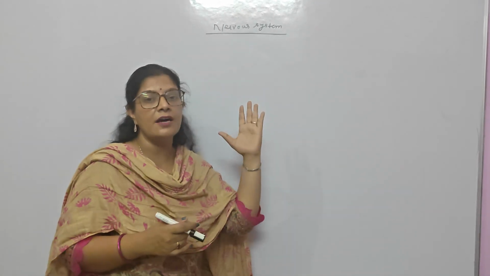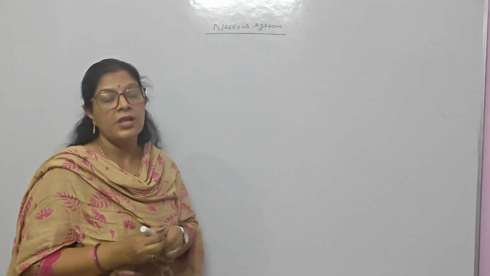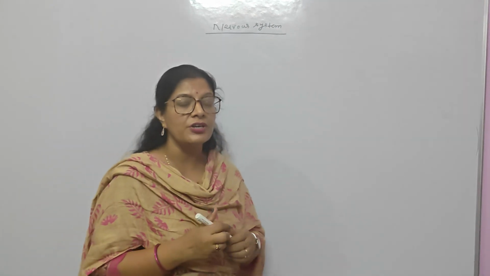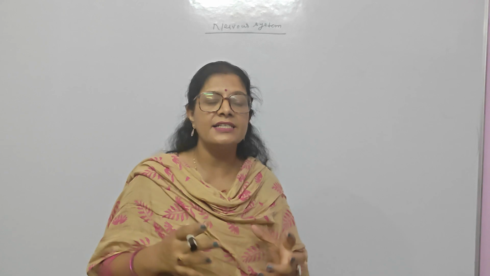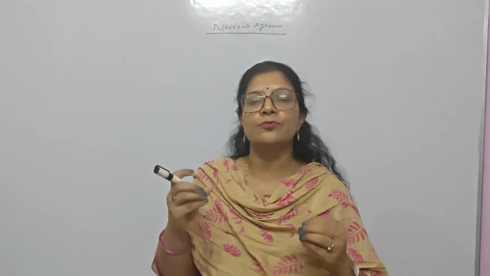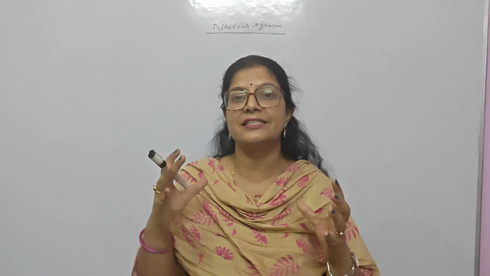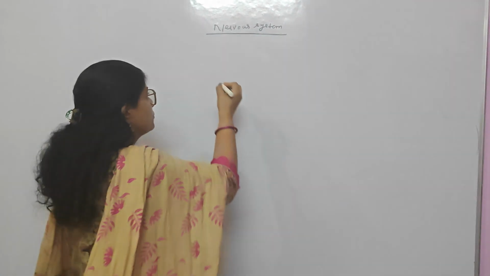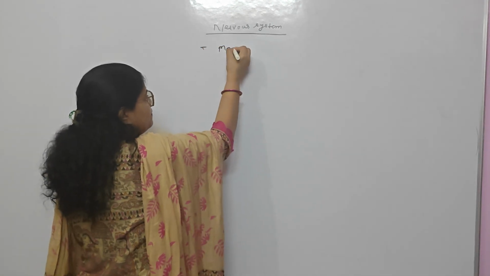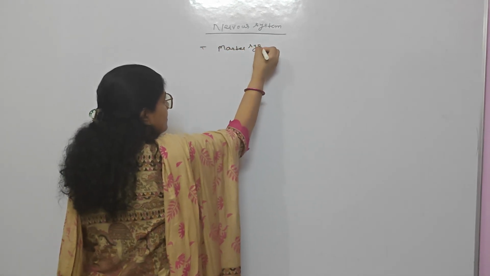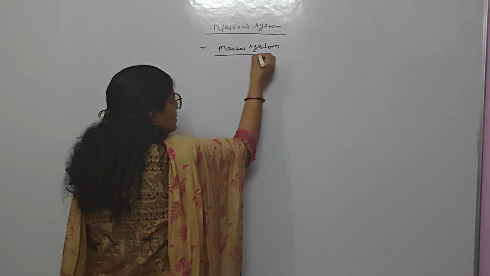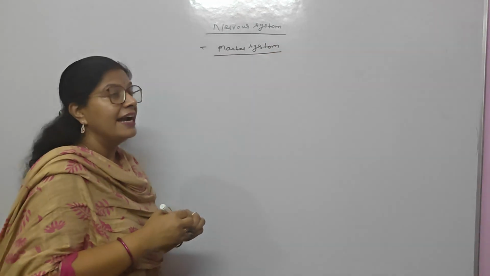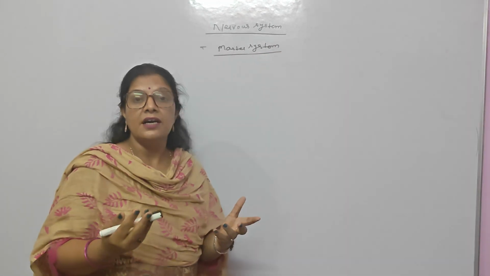So now we are focusing on the nervous system. So what is the nervous system? In simple language, you will say, this is the master system of our whole body. It is the controlling system. It is the master system which controls all the activity, and it integrates.